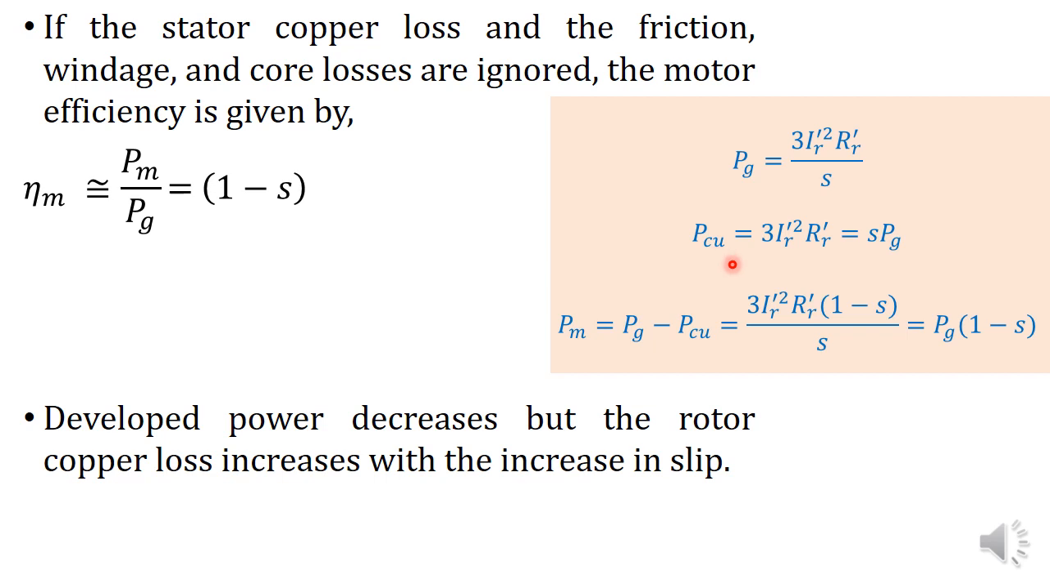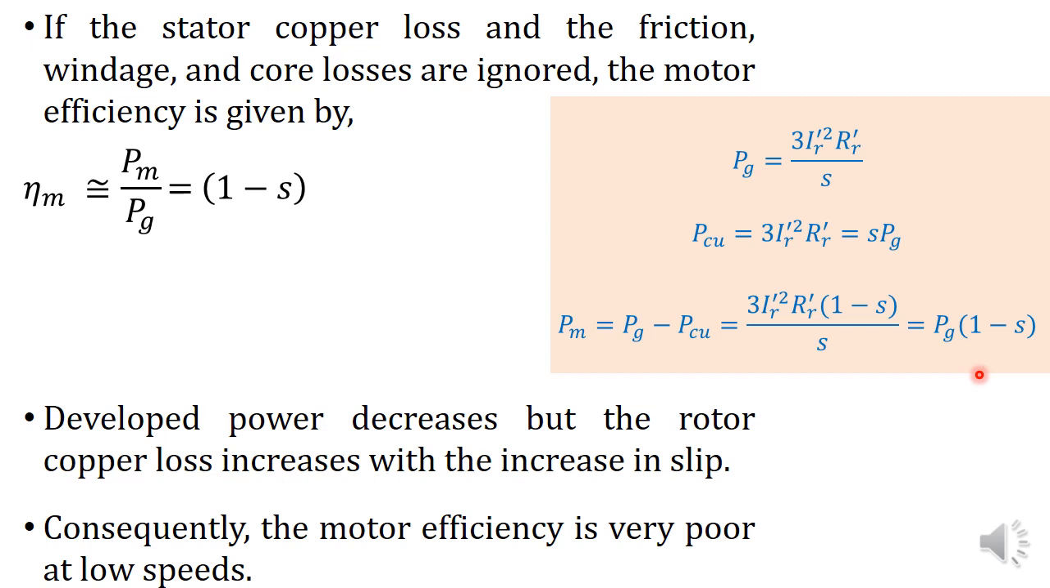What is the inference? From this, we can see that if you are using stator voltage control in order to control the speed of an induction motor, when slip increases, that means when speed decreases, then mechanical power developed will be reduced, but the rotor copper loss will be increased. When rotor copper loss increases, heating effect will be very high.